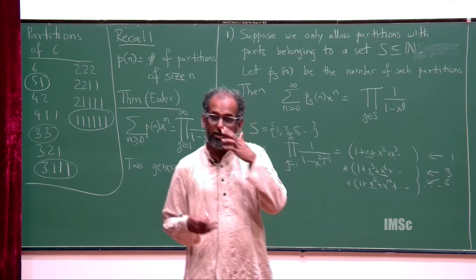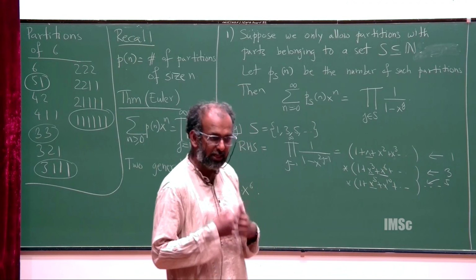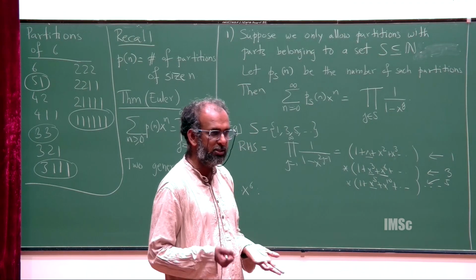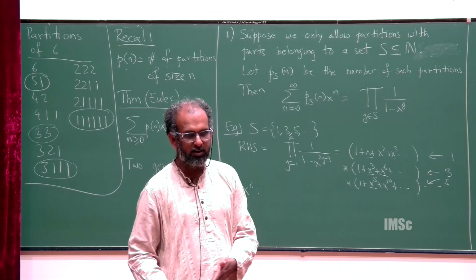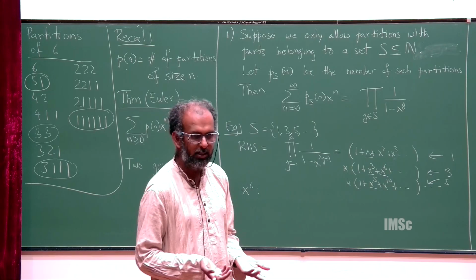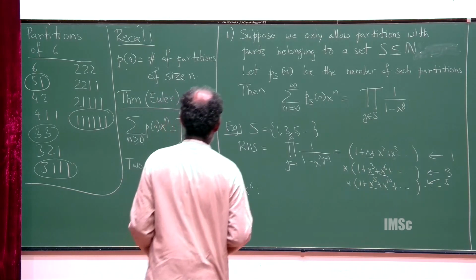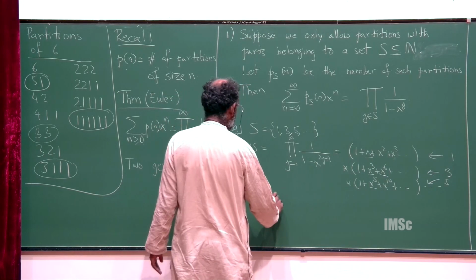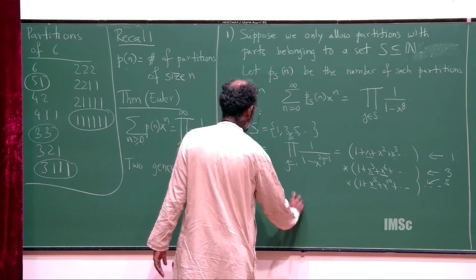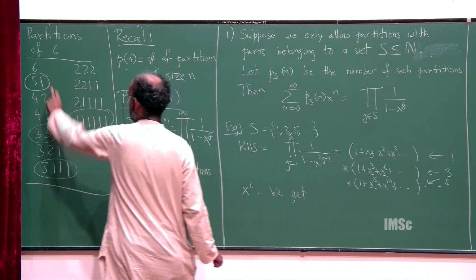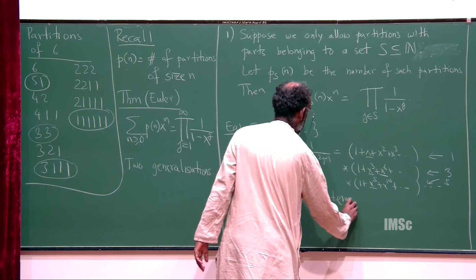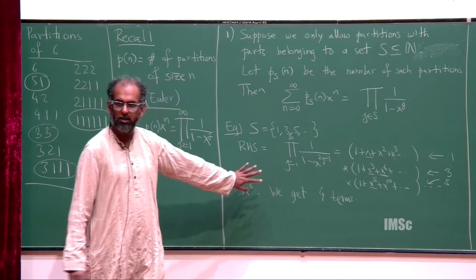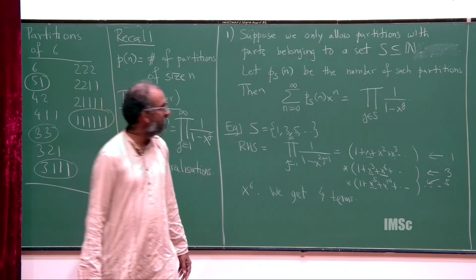So I can do whatever I want. I can count partitions from any collection of natural numbers, finite or infinite, that I like, right? So for x to the 6 we get 4 terms, these 4 that I have circled, right? Is this clear? So this generalizes in one way.